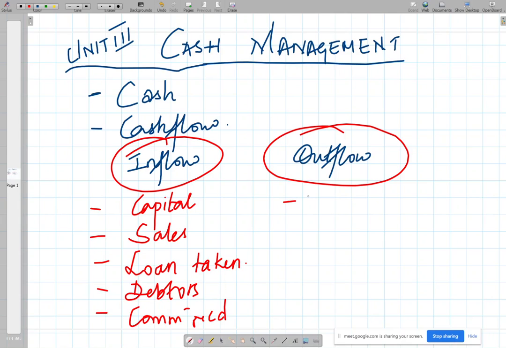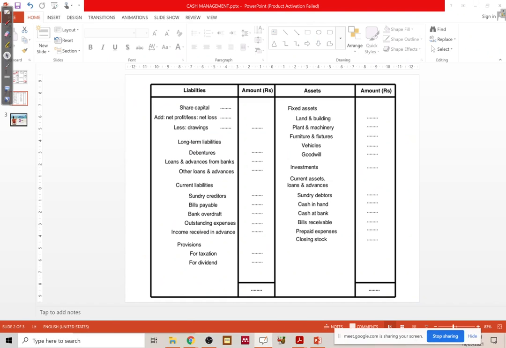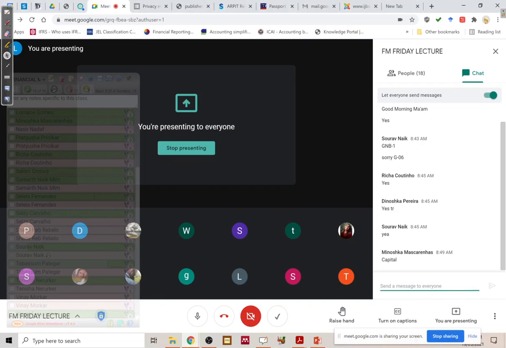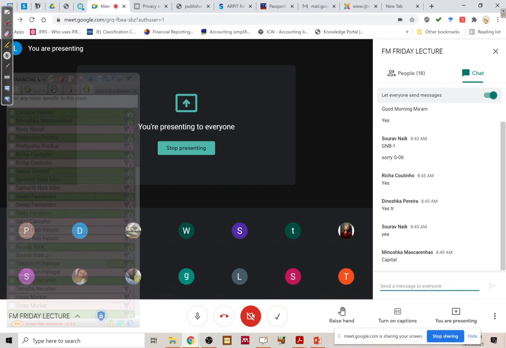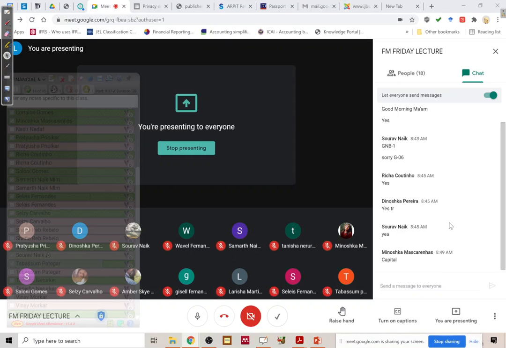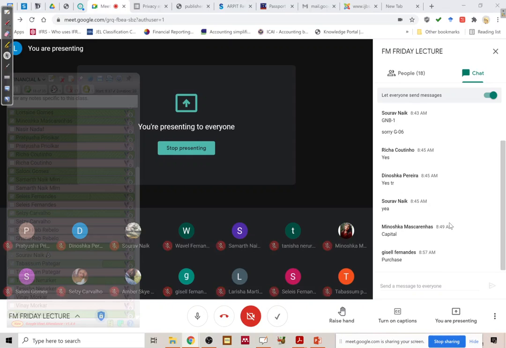Now, what are outflows? What are the different ways in which cash goes out of the business? Can you all tell me? You may type it out in the chat box. What are the outflows and different ways in which cash goes out? In what different ways? What do we pay cash for? In what manner does cash go out?